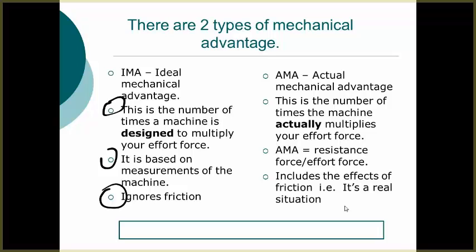The actual mechanical advantage, on the other hand, is the number of times the machine actually multiplies your force. And it's a ratio of the resistance force that you're lifting over the effort force that you've put in. The actual mechanical advantage is always going to include the effects of friction. So in other words, it's a real situation, how the machine is actually functioning.